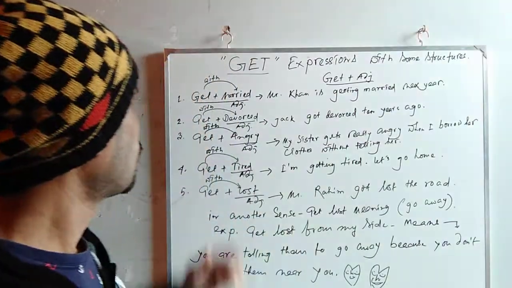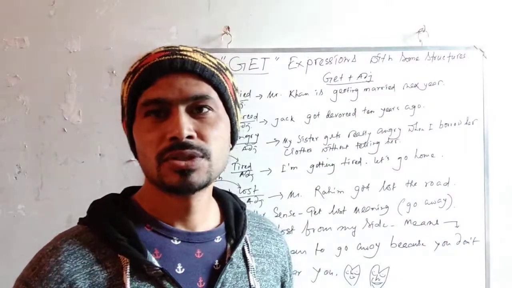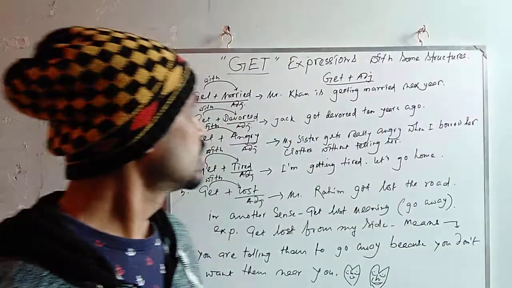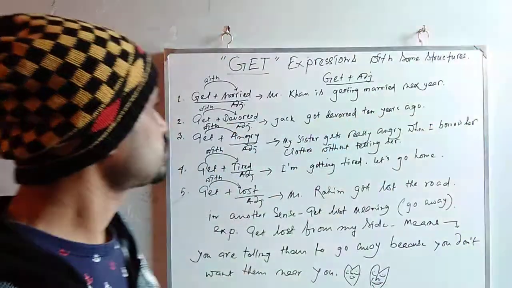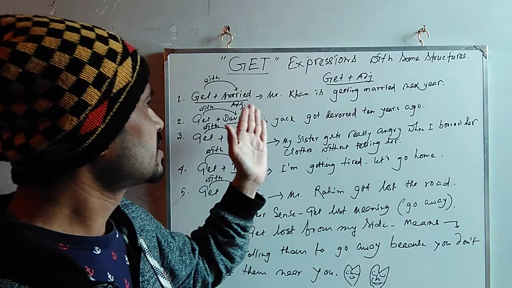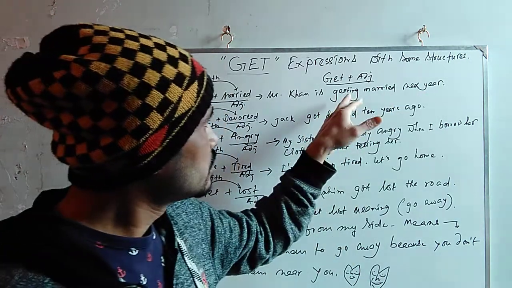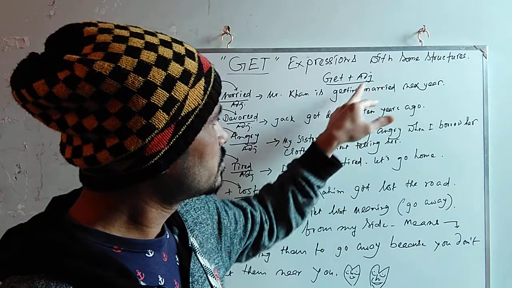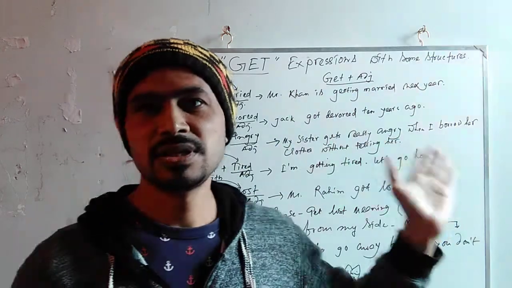When you use get before a verb, the verb should be in the past participle form. So I'd like to say one sentence: Mr. Khan is getting married next year. So here, after the word getting, the word should be married. Married is a past participle form.